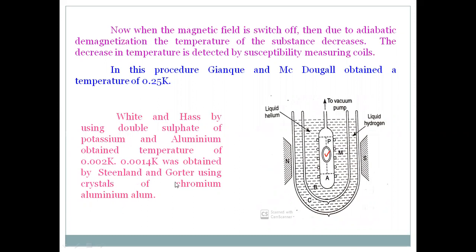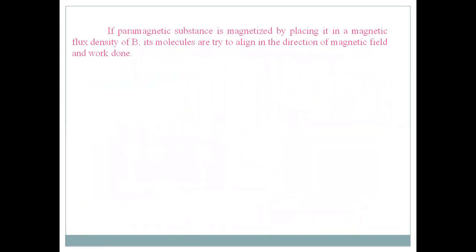Of course, thereafter, Giauque and MacDougall, using this method with crystals of chromium and aluminum alum, obtained a temperature of 0.0014 Kelvin. So this is the lowest temperature, nearly 0 Kelvin, obtained by the adiabatic demagnetization method.